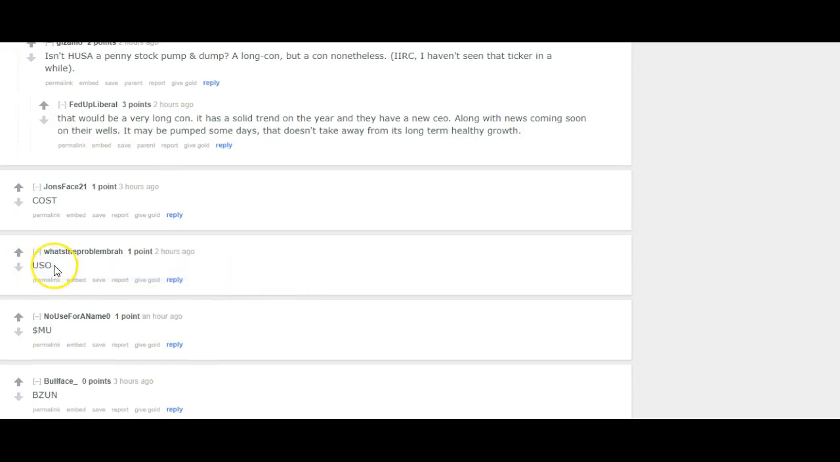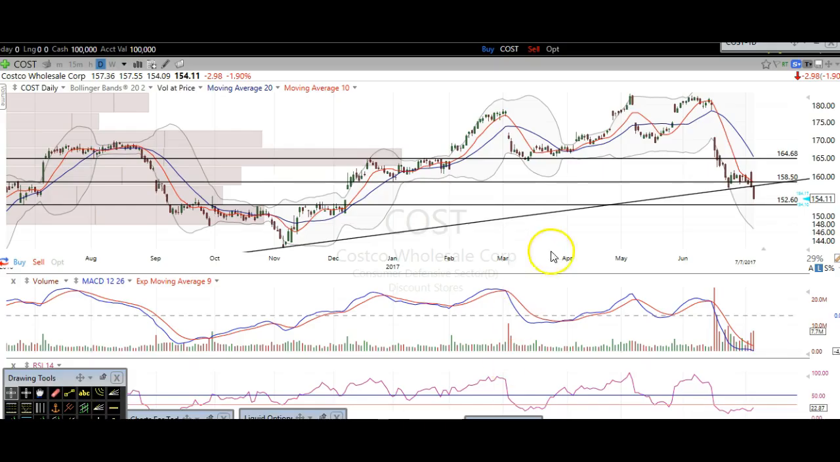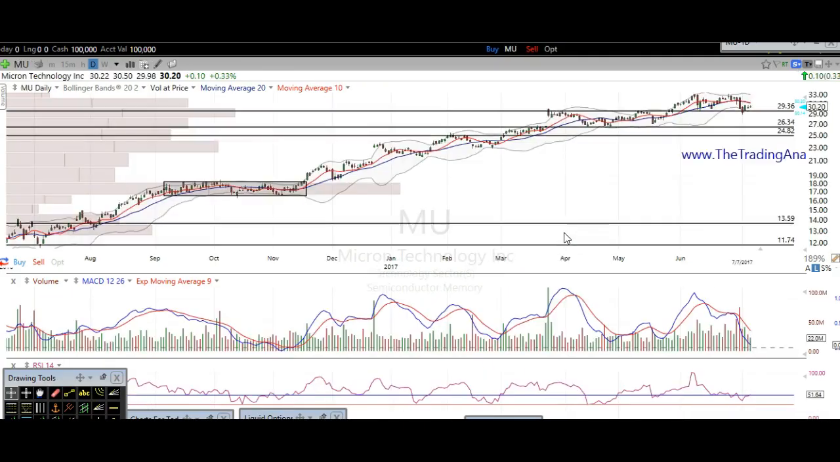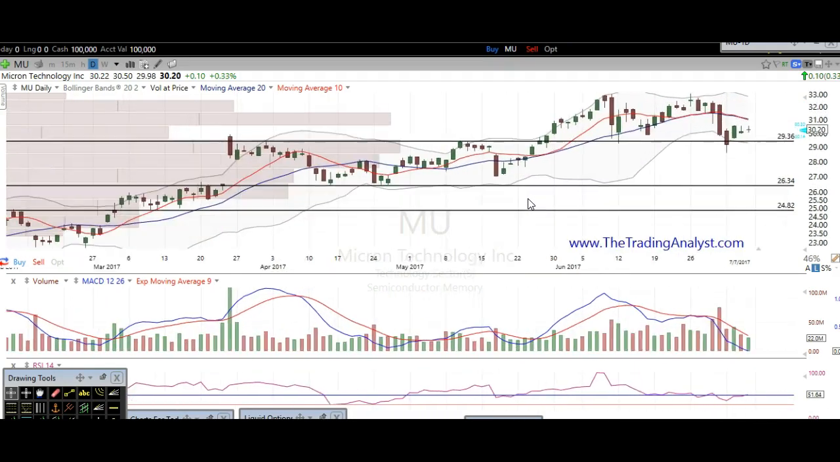I already did a video on oil, so if you just look on my YouTube channel, you can watch that video that covers USO. MU I'll cover, and MU, you can see we have some near-term support based off of this previous resistance right there, and here you can see it turning into support right there. So I think $29 is a good bounce zone for MU.